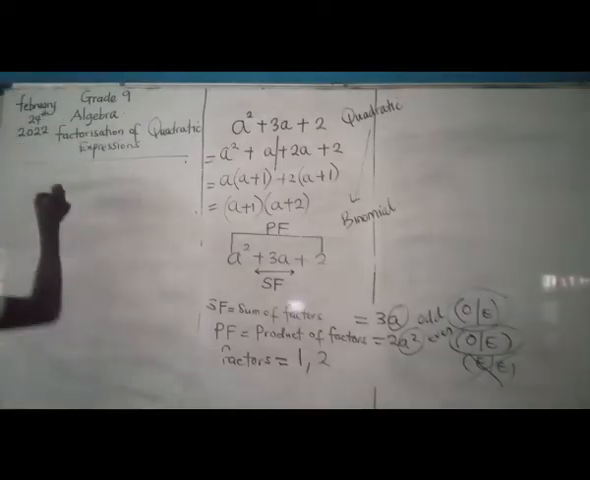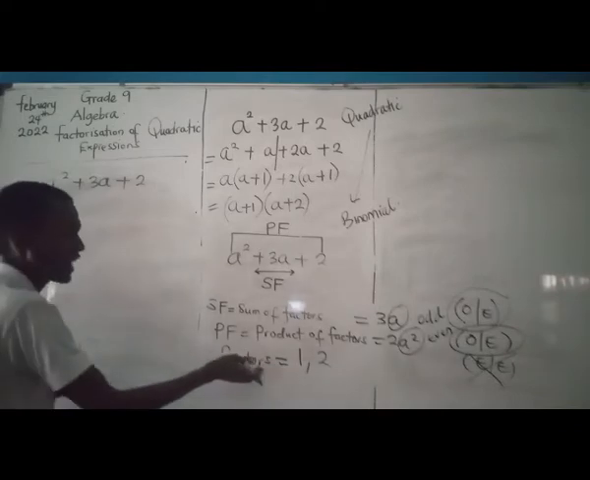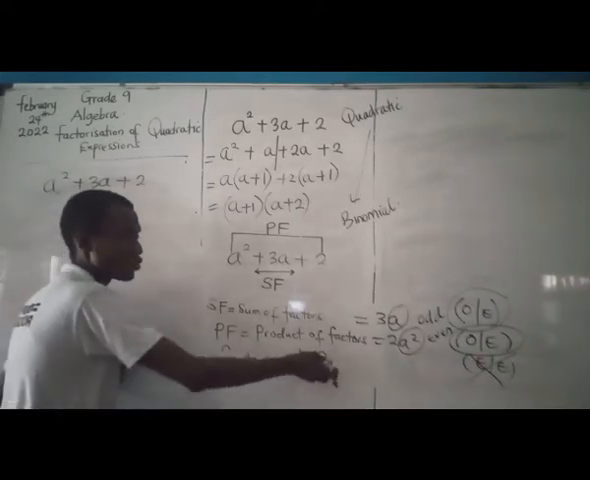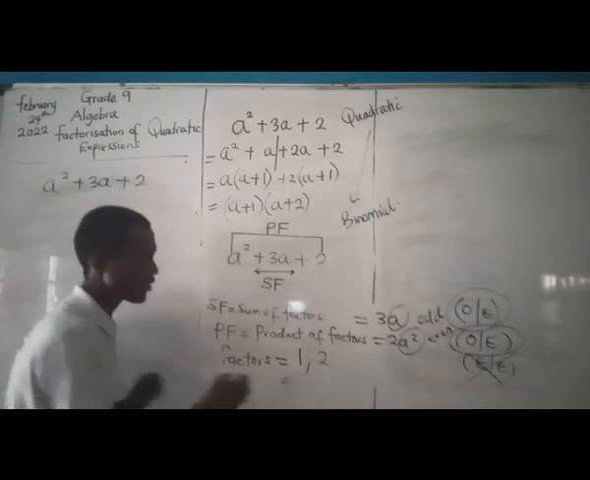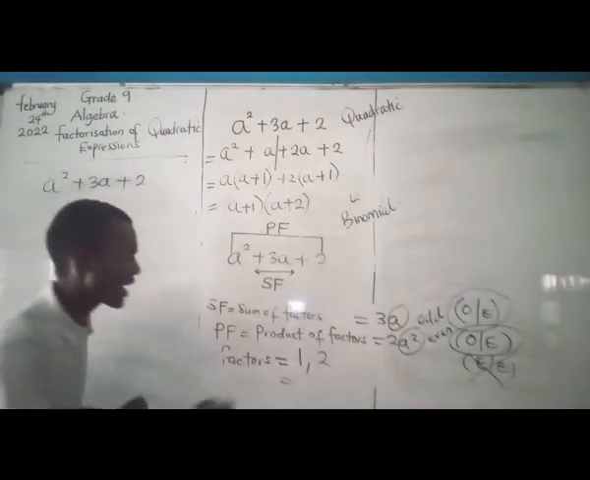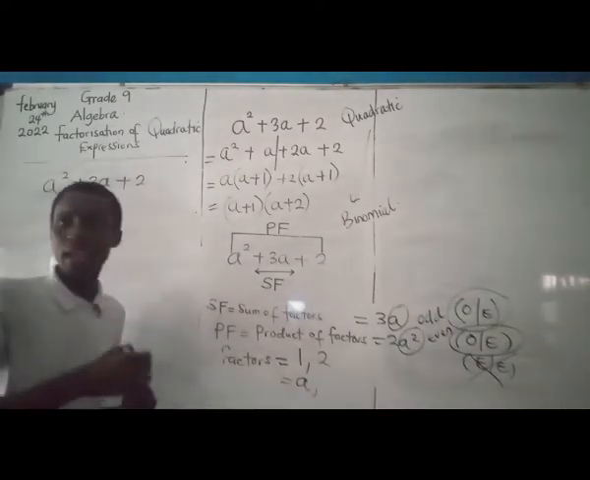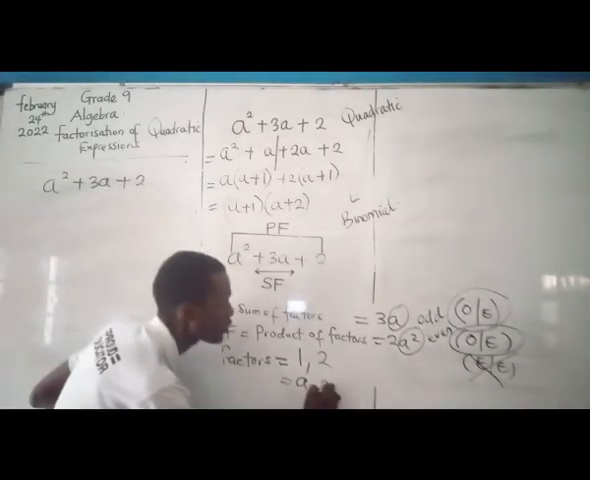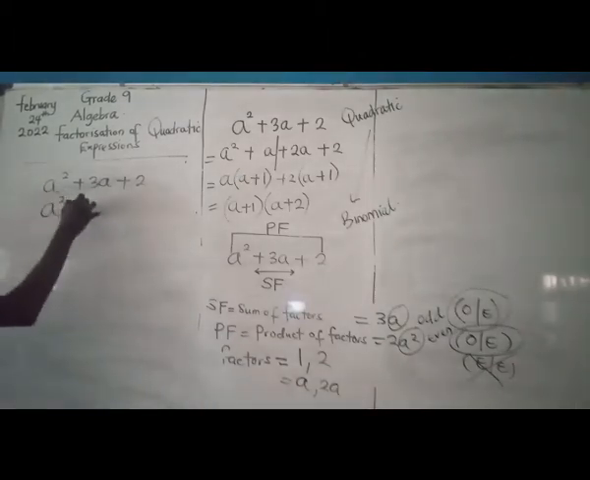What's happening? I have a squared plus 3a plus 2. Now, the factors selected are what? 1 and 2. Remember I said imagine you're not seeing a and a squared. So, because the factors are defined in terms of a, I will now put 1 times a is what? A. 2 times a is what? 2a. So where I have 3a, I will now put a and what? A plus 2a plus 2.